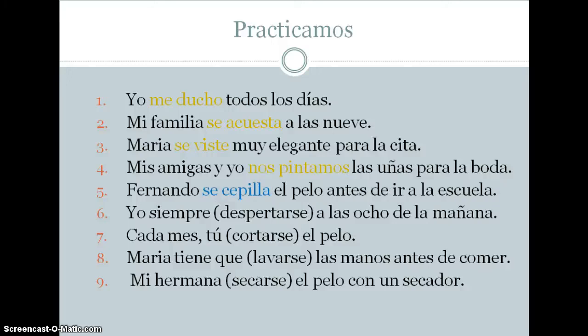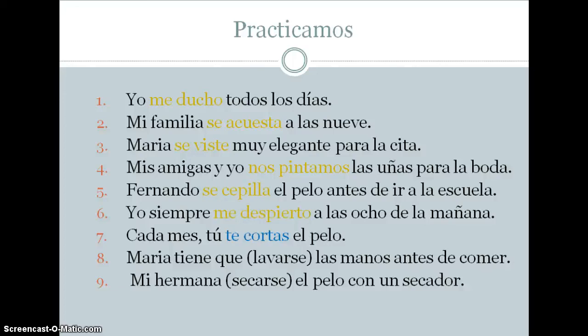Fernando se cepilla el pelo antes de ir a la escuela. Yo siempre me despierto a las 8 de la mañana. Cada mes tú te cortas el pelo. María tiene que lavarse las manos antes de comer. This is not a preposition. Que is not a preposition. It is part of the phrase tiene que, which is like that verb that means has to. Hopefully y'all remember learning that in Spanish 1 and 2. Tiene que, so that would have been really just the conjugated verb tiene. So María tiene que lavarse las manos antes de comer.